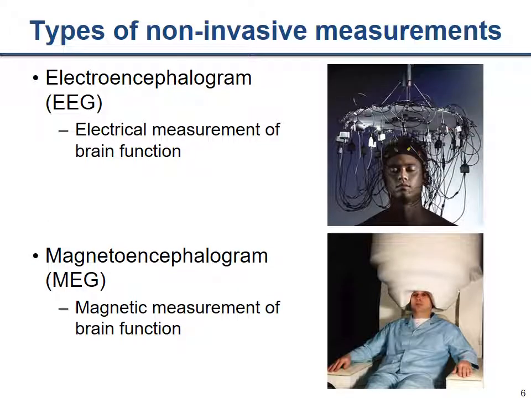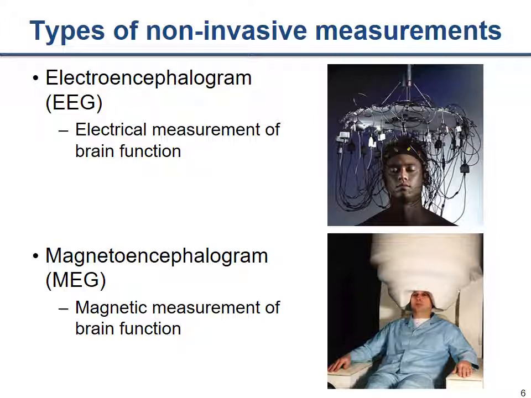There are many other types of non-invasive measurements. Electroencephalogram, or EEG, is similar to ECG, although in this case trying to measure the electrical activity of the brain. There's magnetoencephalogram, or MEG, which is to EEG as MCG is to ECG. This is the magnetic measurement of brain function. This is even more challenging than MCG because the magnetic signatures that come from the brain are on the order of femtotesla levels, and so we really need super high performance magnetometers in order to measure MEG.